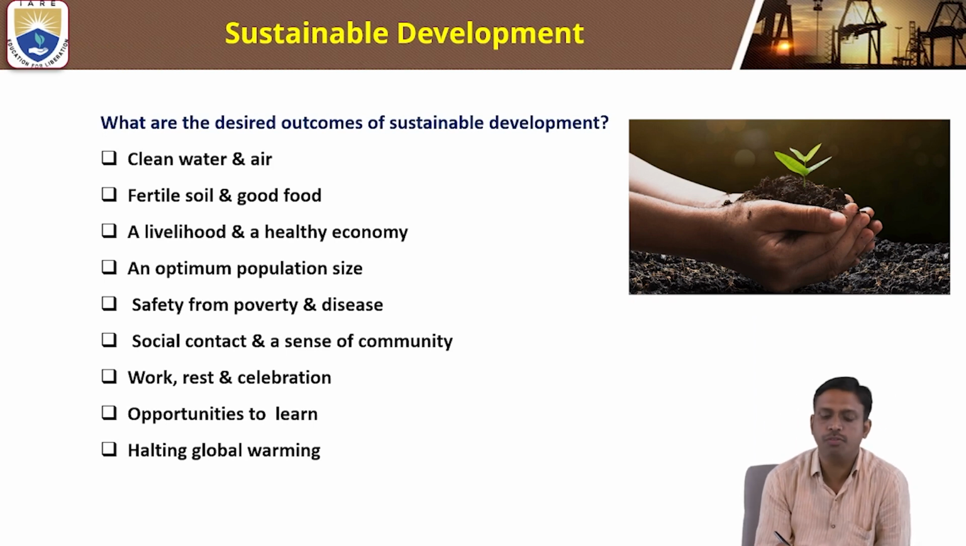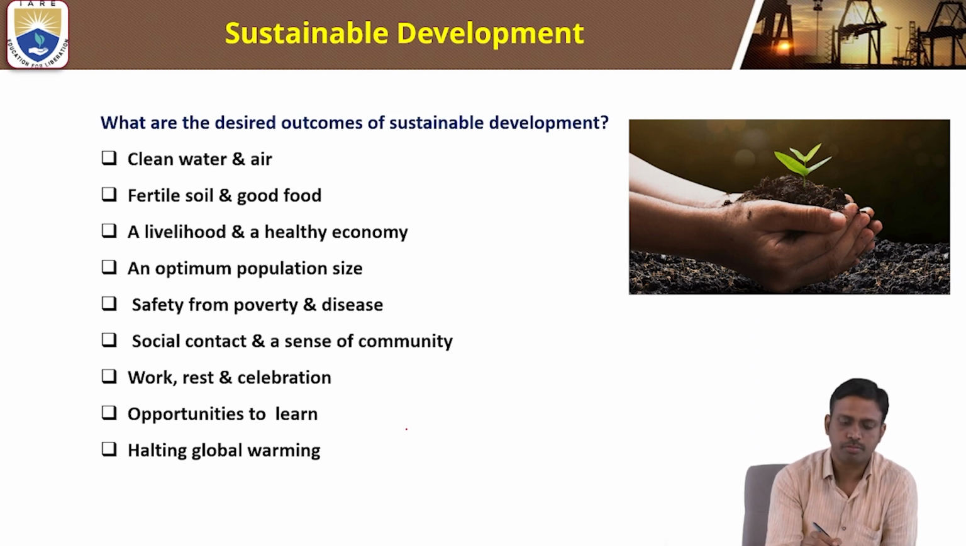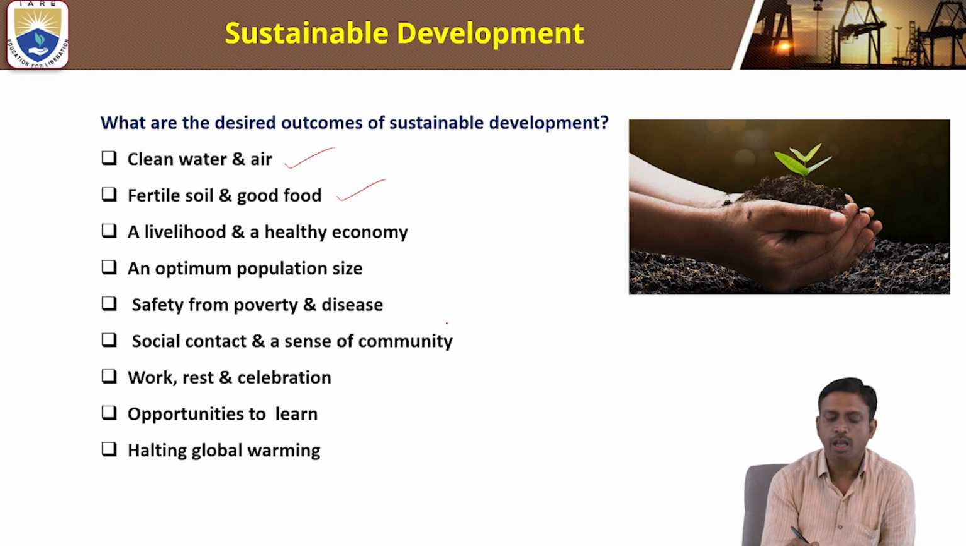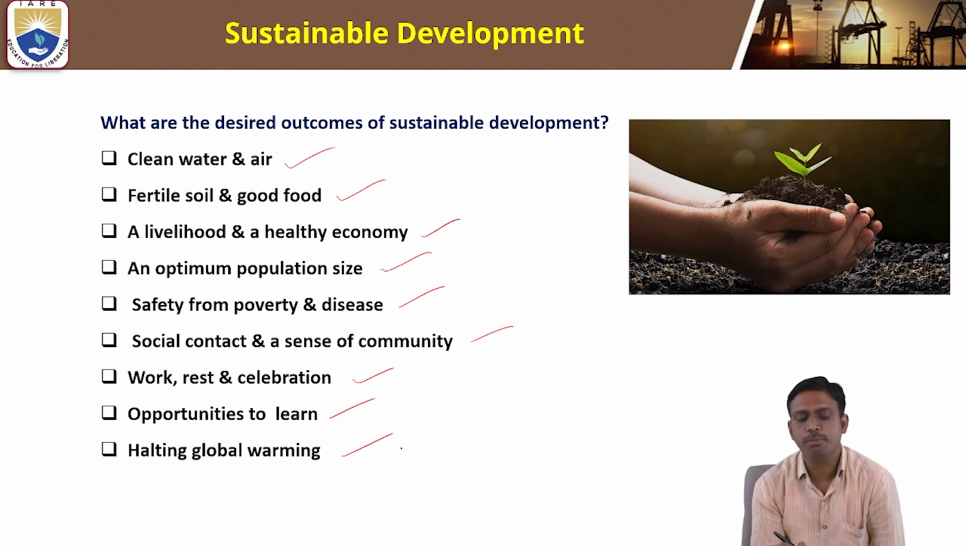What are the outcomes of sustainable development? The desired outcomes of sustainable development are clean water and air, fertile soil and good food, a livelihood and healthy economy, an optimum population size, safety from poverty, pollution and disease, social contact and sense of community, work, rest and celebration, opportunities to learn, halting global warming. These are some of the outcomes of sustainable development.